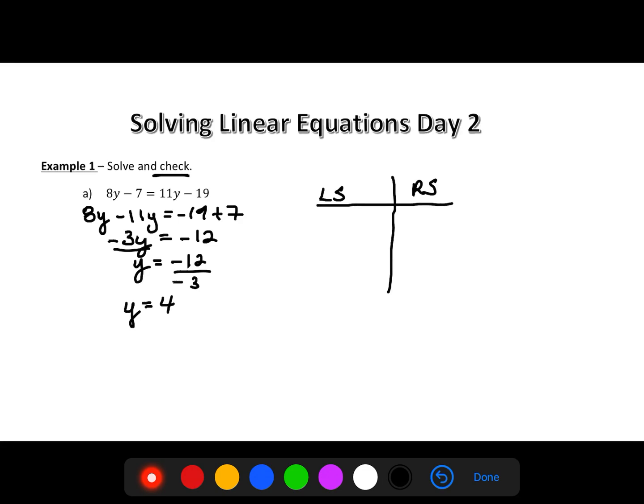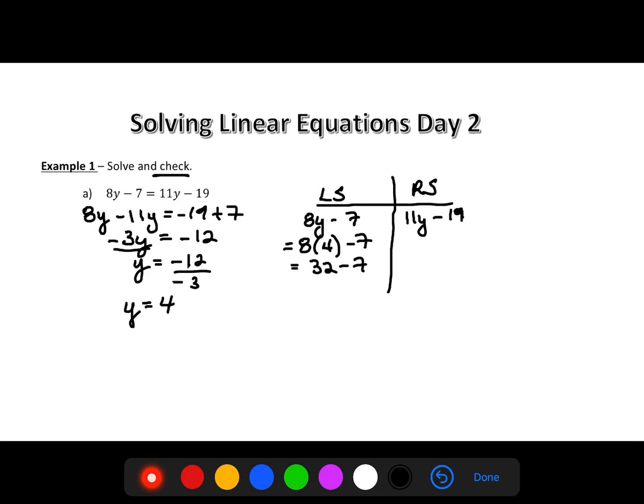Now, notice that we also needed to check our solution. As we talked about last day, we do our left side, right side separately. So 8y minus 7 is the left side of our equal sign. 11y minus 19 is the right side of our equal sign.